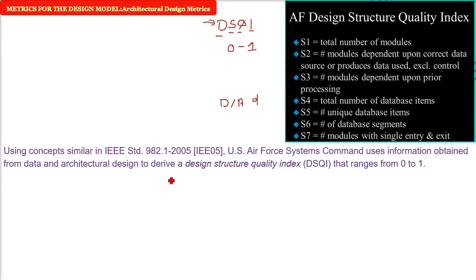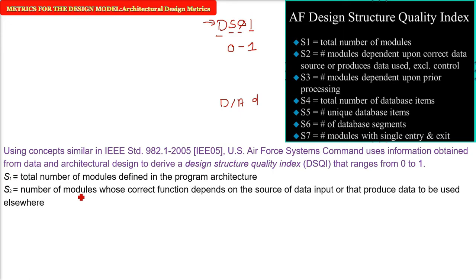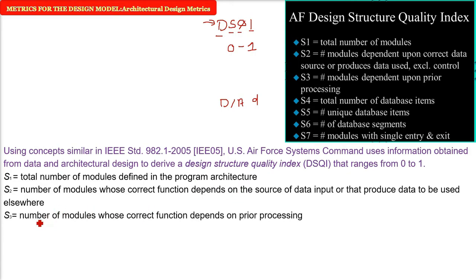So how do we compute it? Before that, there are certain values needed for the Design Structure Quality Index. There will be 7 of them. S1 is the total number of modules. S2 will be the number of modules dependent upon correct data sources or that produce data used. S3 will be the number of modules which are dependent upon prior processing.